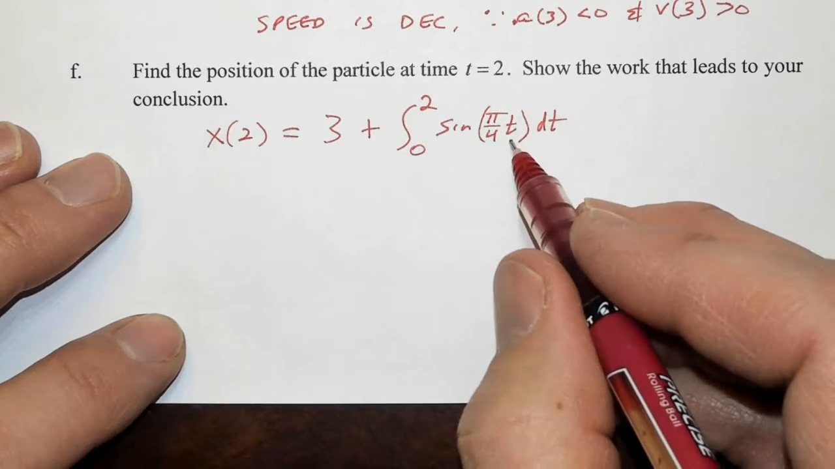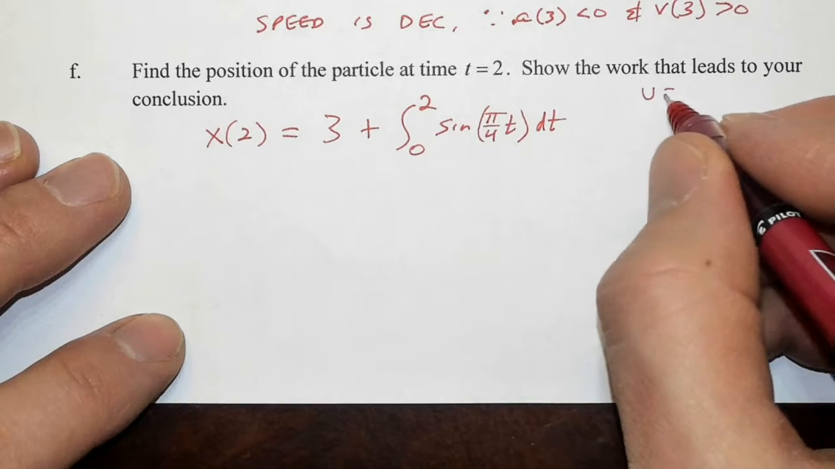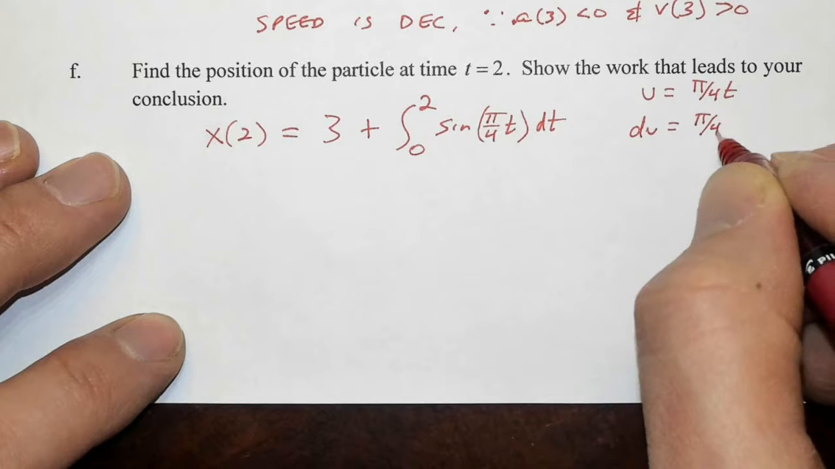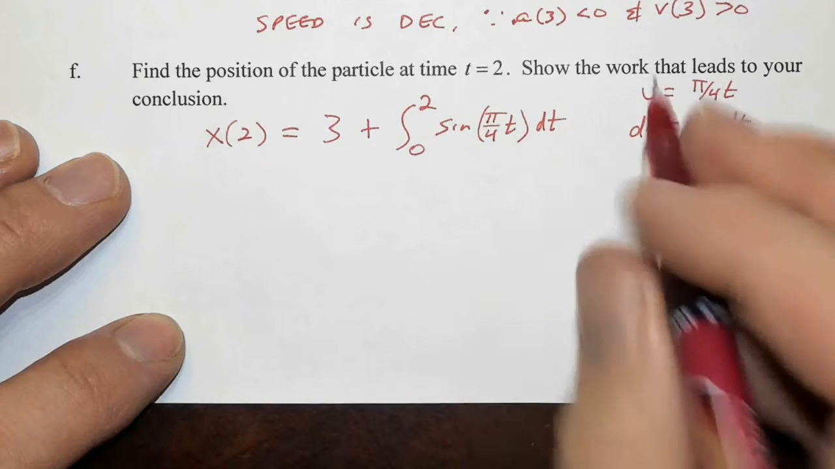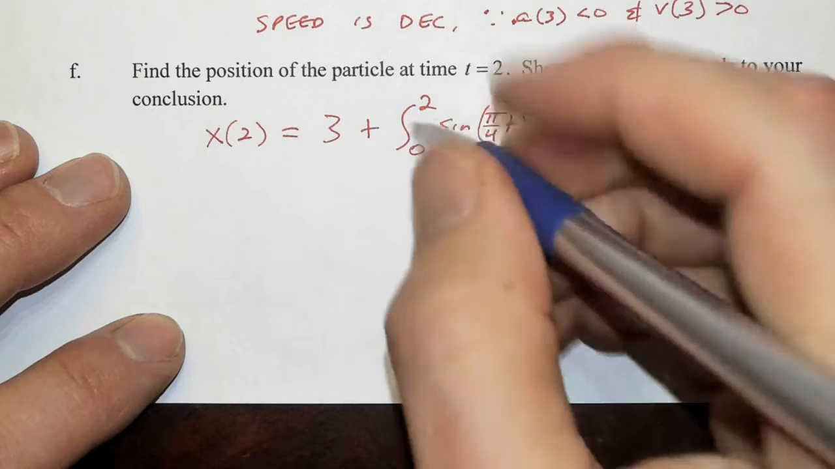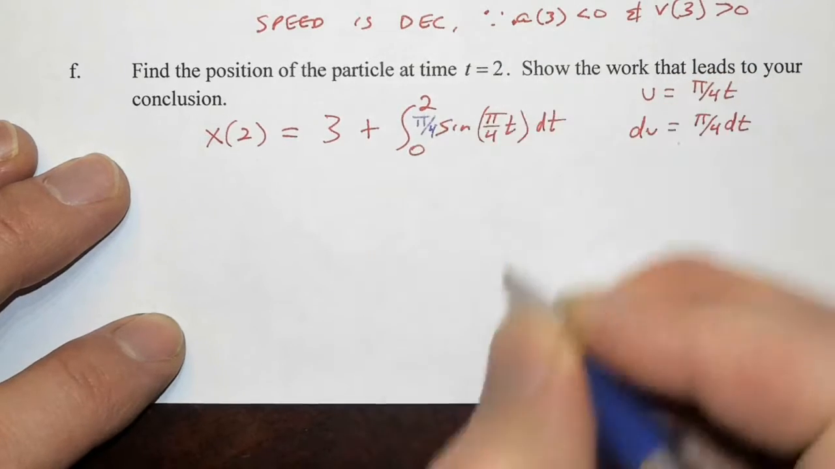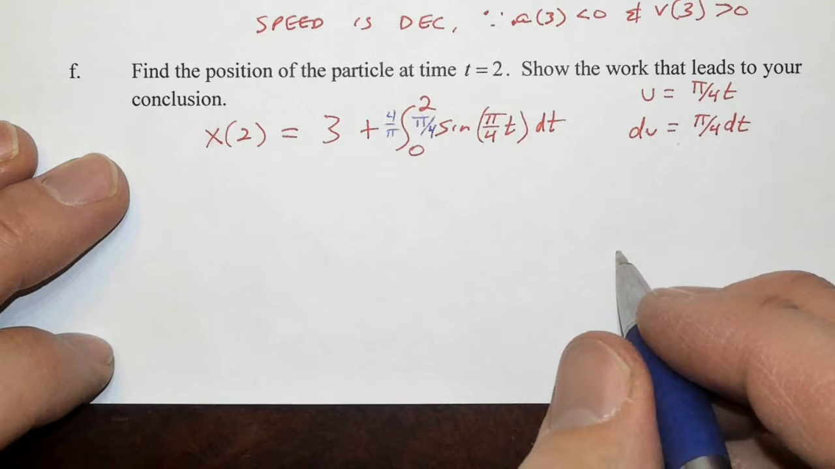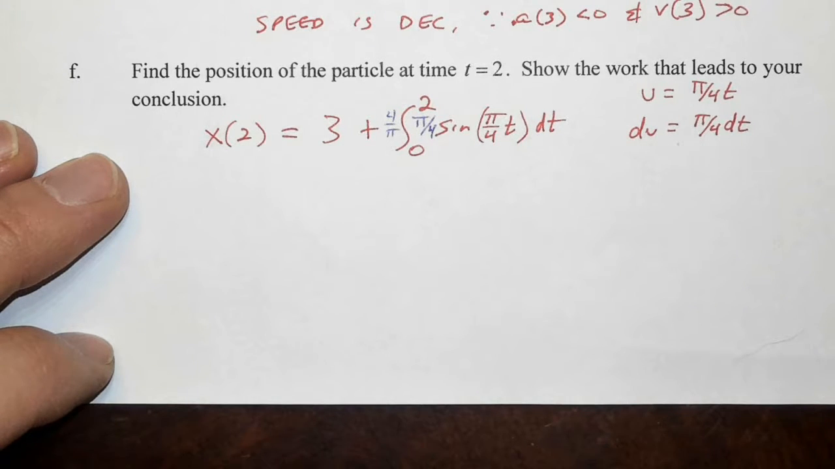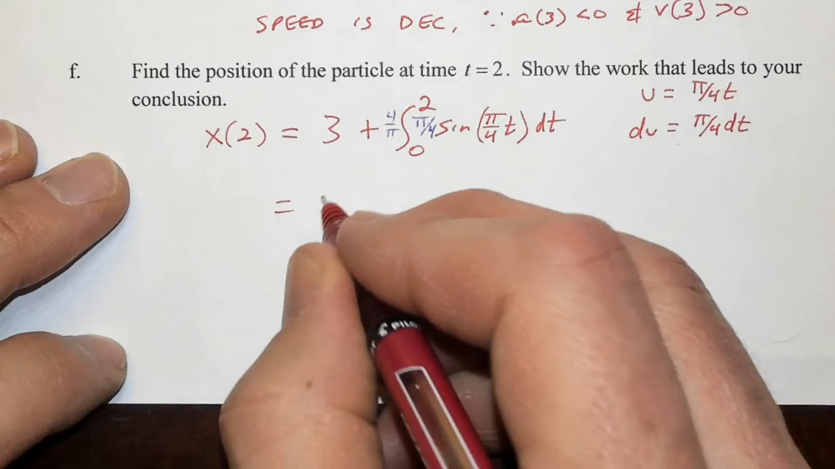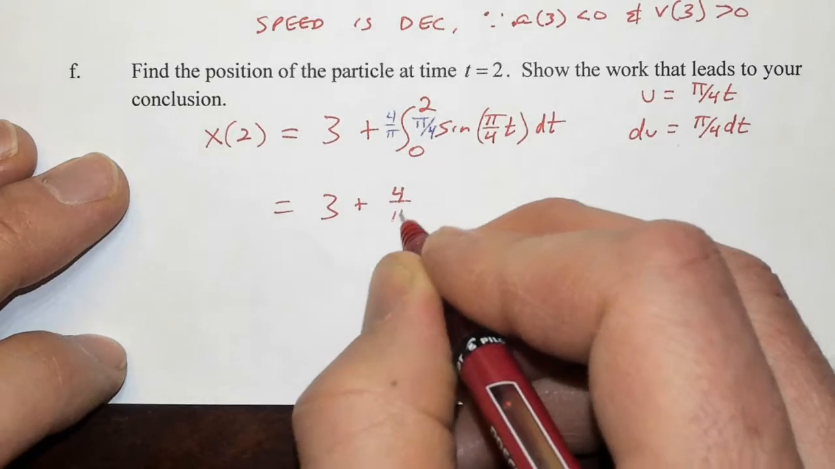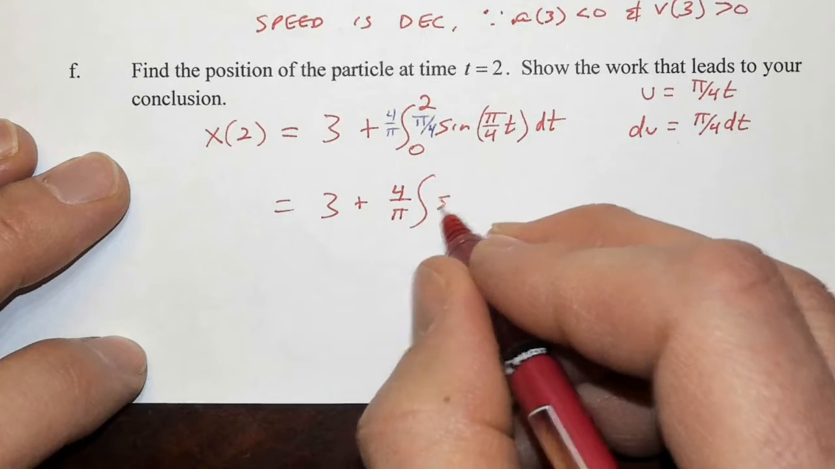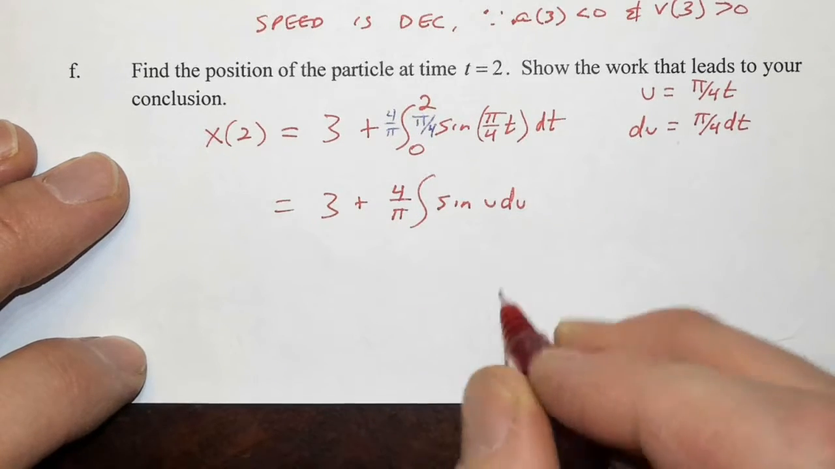Okay, so we have the sine of an inner function, which means we're doing u substitution here. u is pi over 4t, which means du is pi over 4 dt. We have the dt, but we don't have the pi over 4. So we're going to toss the pi over 4 in, which means we need a 4 over pi out front. All right, and now it's time to take our antiderivative. So we have 3 plus 4 over pi, and then I guess we should rewrite it first. We have the sine of u du, and we have to change our bounds.